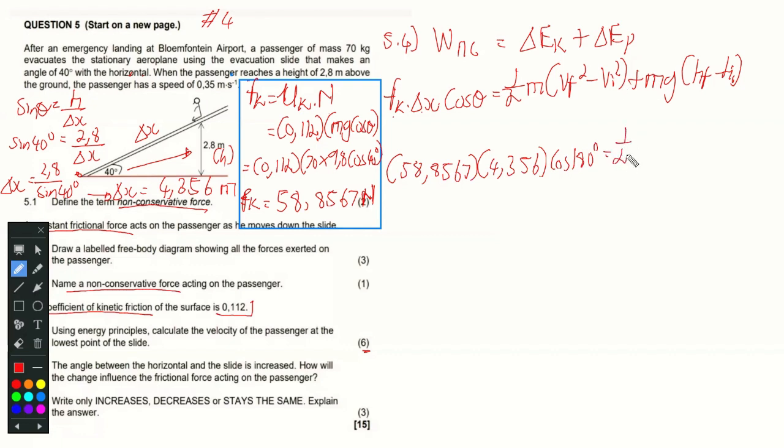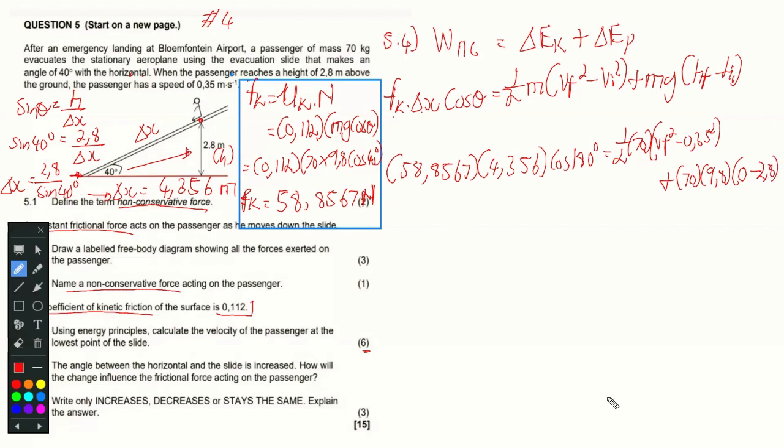So this is half. The mass is 70, and then we have our final velocity, which is what we are trying to calculate at the lowest point, and then our initial velocity 0.35, right? Remember, we are given that. So this is plus 79.8, and then our height finally at this point will be at ground level. So height finally is 0, but height initially at that position is 2.8, right?